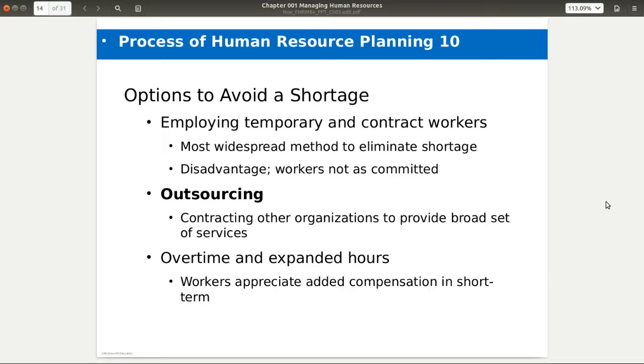Makes it real easy as far as if you find out that you have too many, you need to reduce it. All you do is just say, sorry, temps, we no longer need you. When contract workers, which typically have something like 90-day type contracts, once the contract comes up, they don't renew it. Outsourcing is another thing that will happen a lot of times.